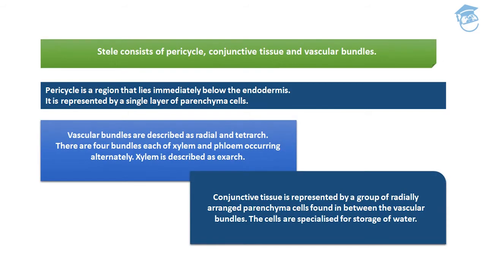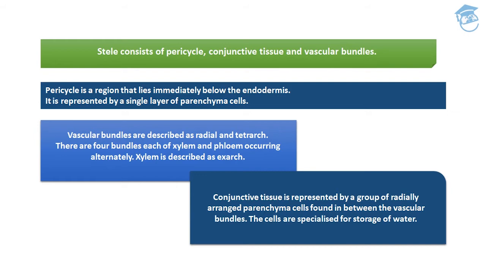Now what is the stele? It is made up of three things: pericycle, conjunctive tissue, and vascular bundle. Pericycle is the region that lies immediately below the endodermis, and it is represented by a single layer of parenchyma cells. Now vascular bundles are described as radial and tetrarch.